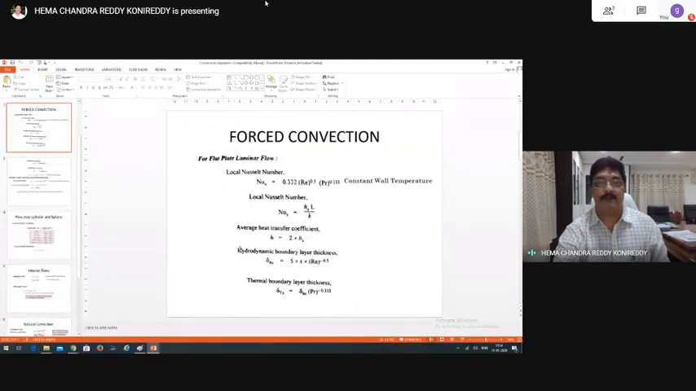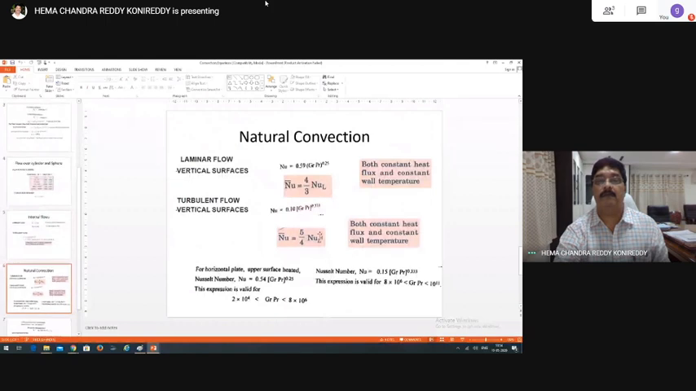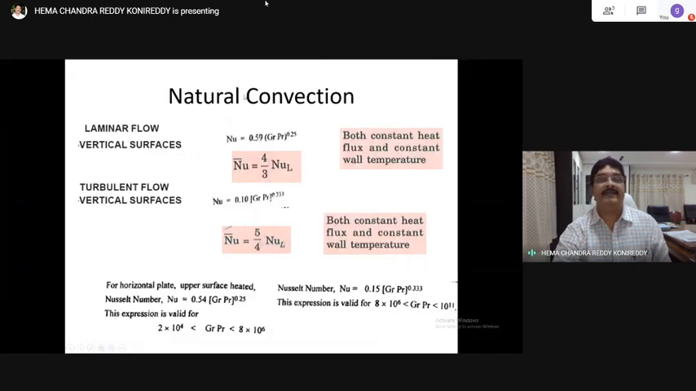One minute please. Look at this equation. What did he say? Laminar flow, natural convection.